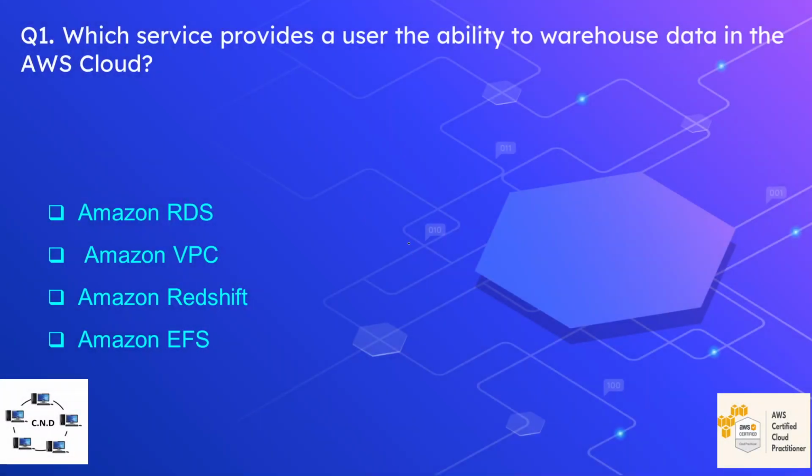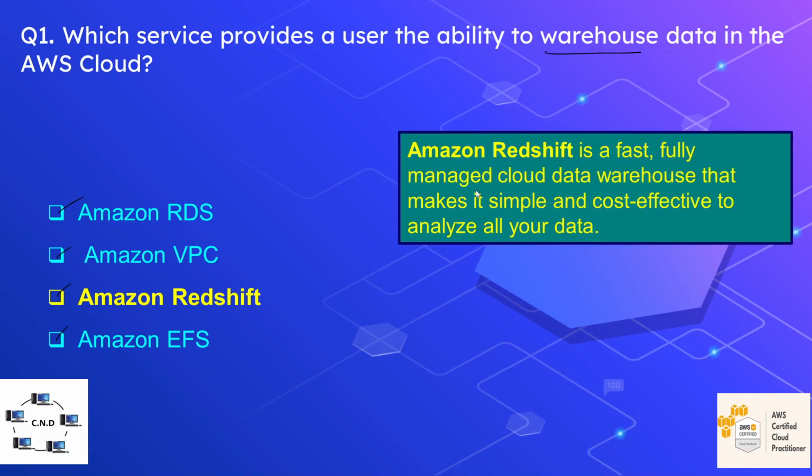Question number one is: which service provides a user the ability to warehouse data? The keyword is warehouse in the AWS cloud. The options are option A, Amazon RDS, option B, Amazon VPC, option C, Amazon Redshift, and option D, Amazon EFS. The correct option is Amazon Redshift. Amazon Redshift is basically a fast, fully managed cloud data warehouse that makes it simple and cost effective to analyze your data.